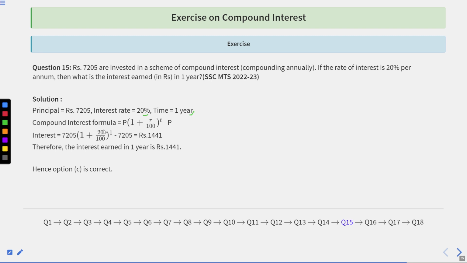So the compound interest formula is P times (1 plus R upon 100) whole to the power T minus P. So interest is equal to 7,205 times (1 plus 20 upon 100) to the power 1 minus 7,205, that is equal to 1,441. Therefore, the interest earned in 1 year is rupees 1,441. So the correct option here is option C.